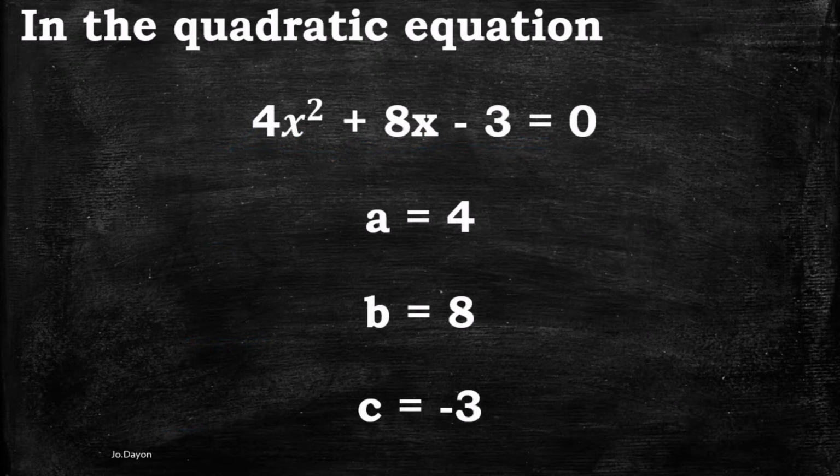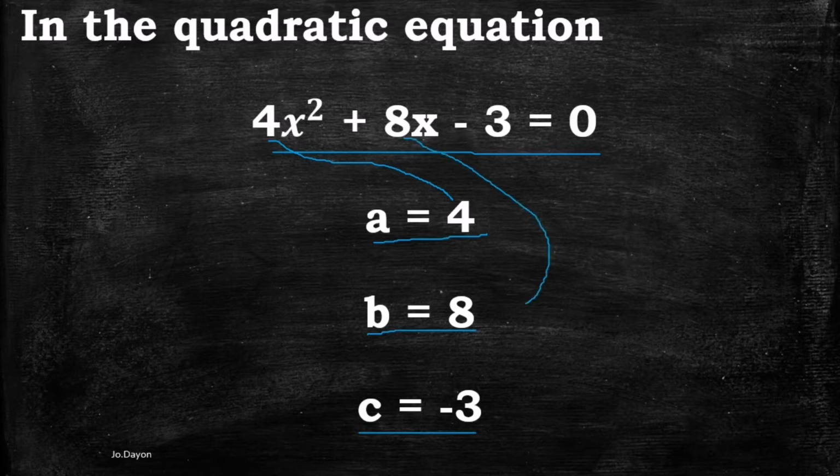In the quadratic equation 4x squared plus 8x minus 3 equals 0, the value of a is equal to 4, the value of b is equal to 8, and the value of c is equal to negative 3. By the way, where did we get the value of a equals 4? We get this from the numerical coefficient of the quadratic term, which is 4. And we get the value of b from the numerical coefficient of the linear term, and the value of c is coming from the constant term.